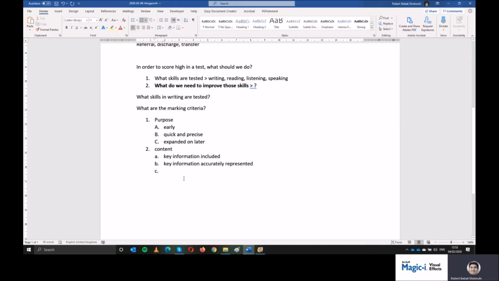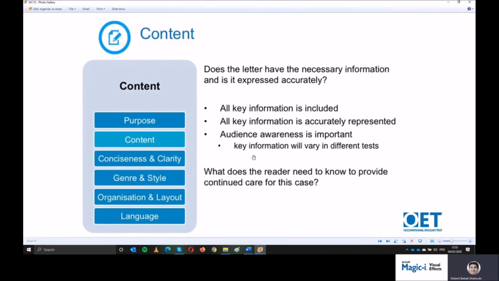Let's see. Audience awareness. It means we should know who we are writing to. And that is important because key information is different. We need to answer this question. Basically, what does the reader need to know to provide continued care for this case?